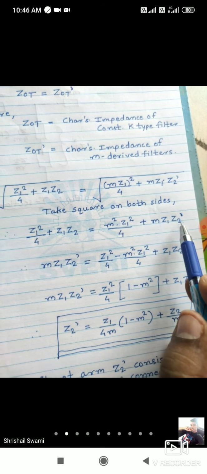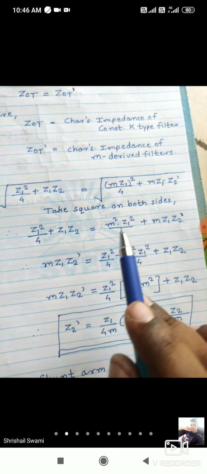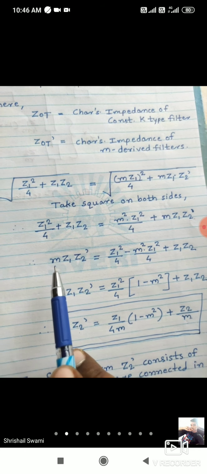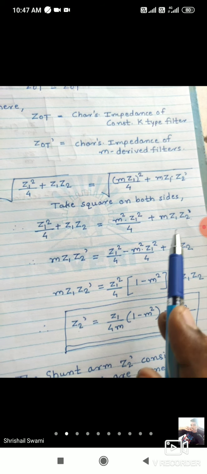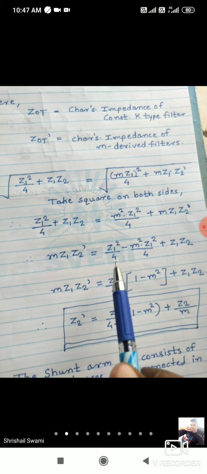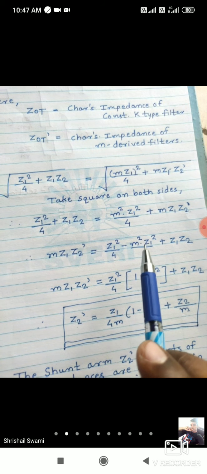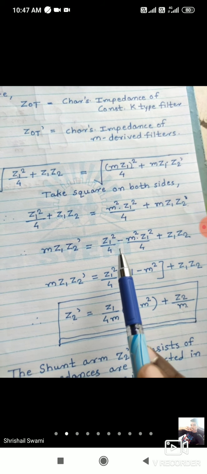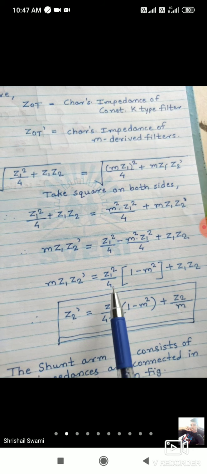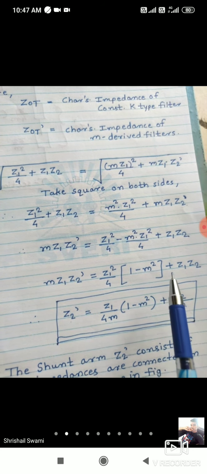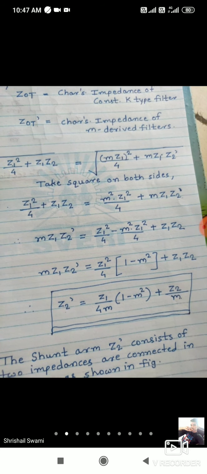So z2 dash you can keep on one side and remaining all things you can make on the other side. So first of all, the m z1 into z2 dash term, this total expression I will take on one side. So z2 is equal to z1 square divided by 4 minus m square into z1 square divided by 4 plus z1 into z2 as it is. Now from these two we can take the common, z1 square divided by 4. So what is inside the bracket? 1 minus m square plus z1 into z2 as it is.